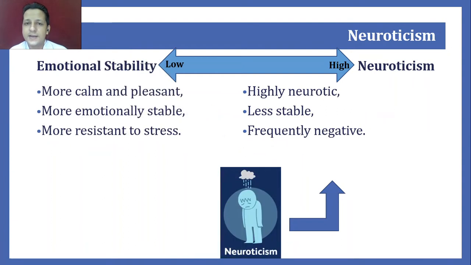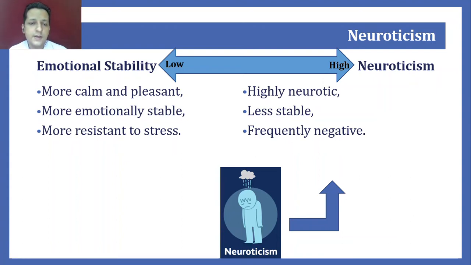The fifth and the last criteria which is discussed in this model is neuroticism. Well, neuroticism stands for neuroticness. That means people who are not emotionally stable. As you can see on the right side, people who score higher on this side, they are highly neurotic, they are less stable, and they tend to be frequently negative whenever they face such experiences in life.